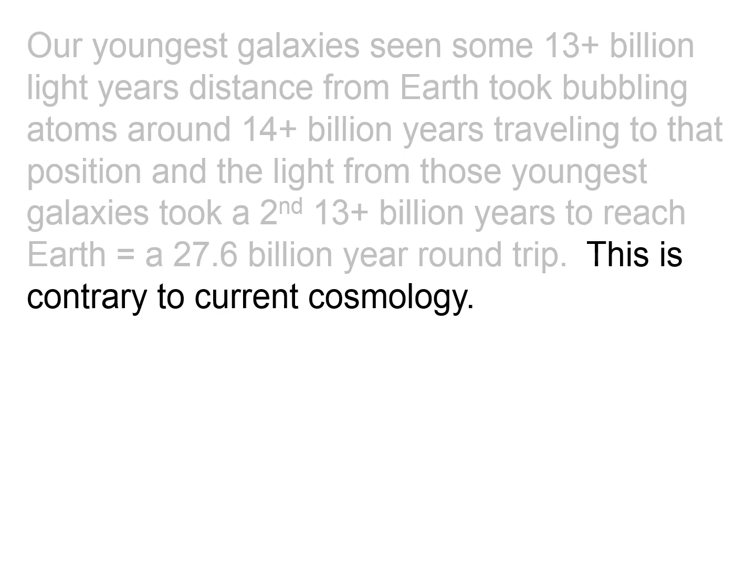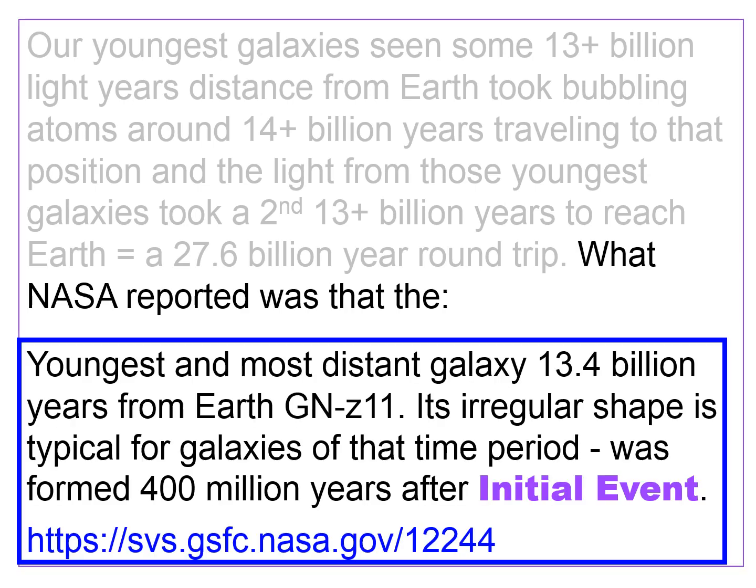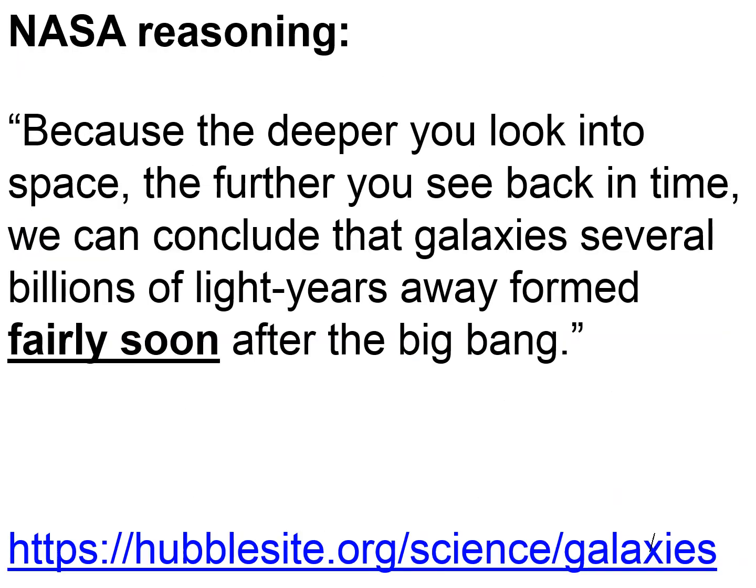What NASA reported was that the youngest and most distant galaxy, 13.4 billion light years from Earth, named GN-z11 and now bypassed by some of the James Webb's later Z20 galaxies, has an immature regular shape, typical for galaxies of that time period. That's all true, except saying that it was formed 400 million years after the initial Big Bang event. That was an assumption.